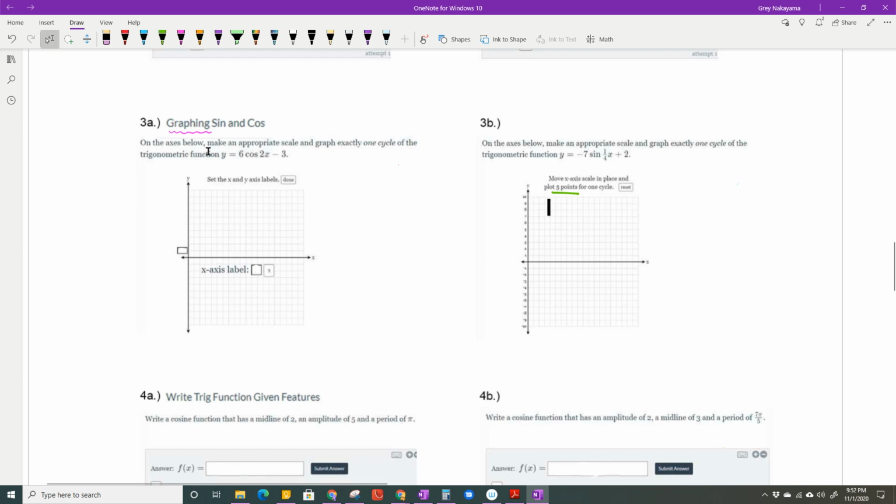First off, you're going to get an equation, and you want to identify that equation. This says y equals 6 cosine 2x minus 3. So 6 is a, 2 is b, and negative 3 is my d value. We just talked about how to find the minimum, and that is d minus a. In this case it is negative 3 minus 6, which is negative 9, and your max is d plus a, which is negative 3 plus 6, or 3.